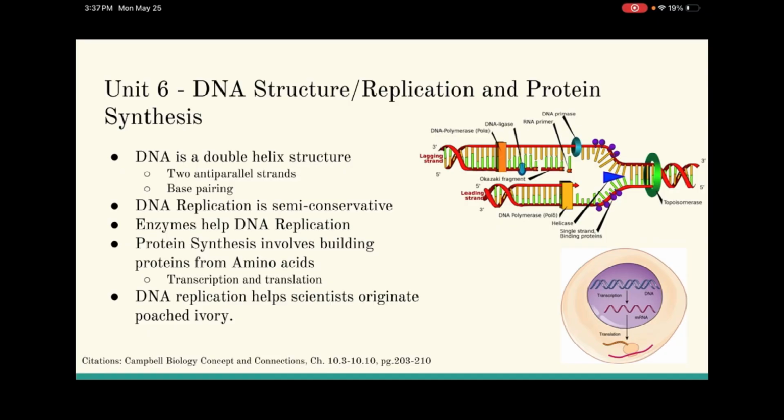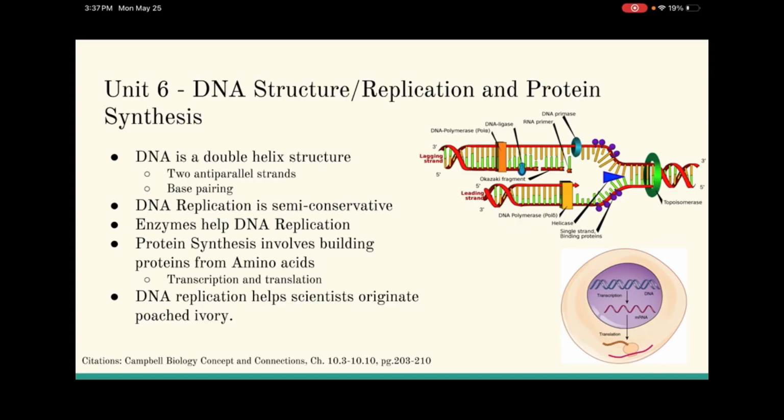There are two parts of protein synthesis, which is transcription and translation. During transcription, a section of DNA is copied into mRNA inside of the nucleus. And during translation, the second part, ribosomes read the mRNA and assemble amino acids to create the correct proteins.